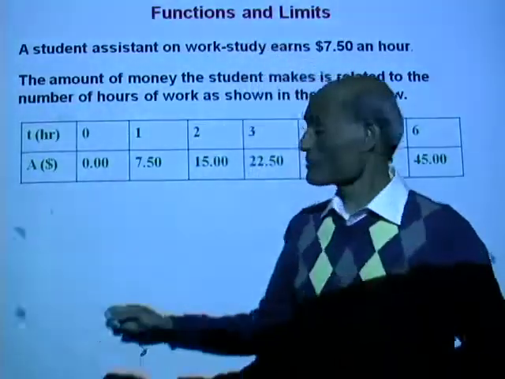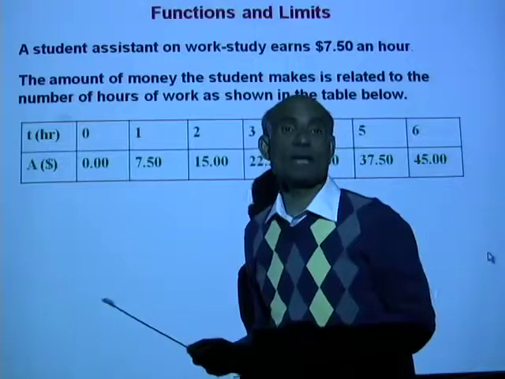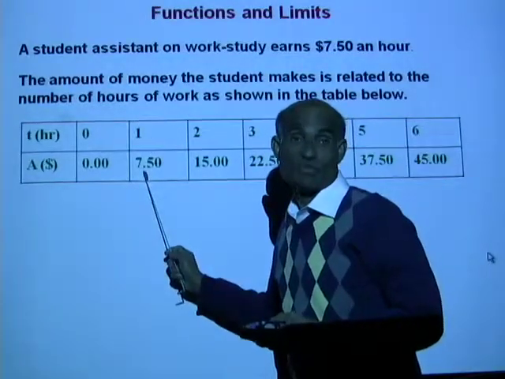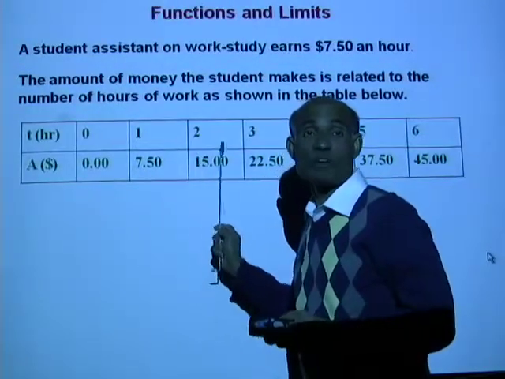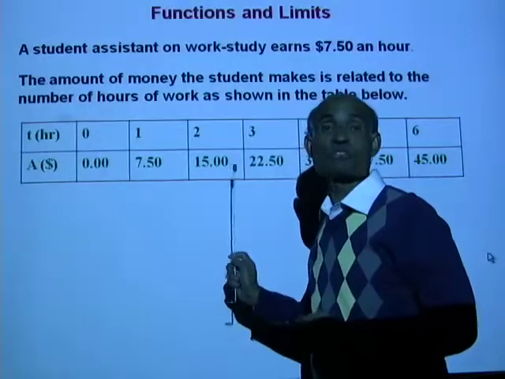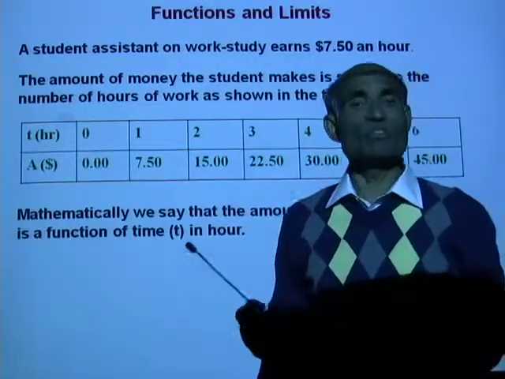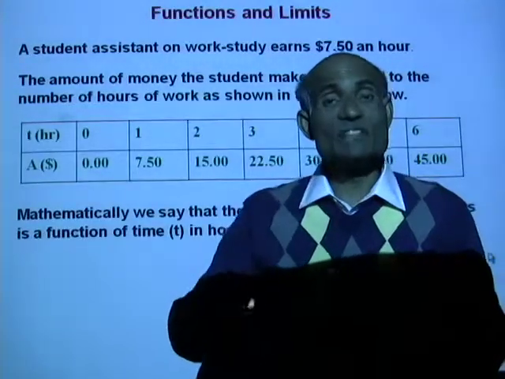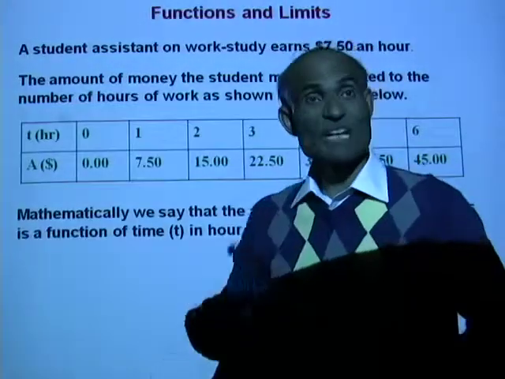And here is a relation. When the student doesn't work, the student doesn't really earn any money. The student works for 1 hour, the student earns $7.50, for 2 hours, $15, 3 hours, $22.50, and so on. Now, mathematically, we say that the amount of money the student earns is a function of the time in hours. Is that right? It's a function.